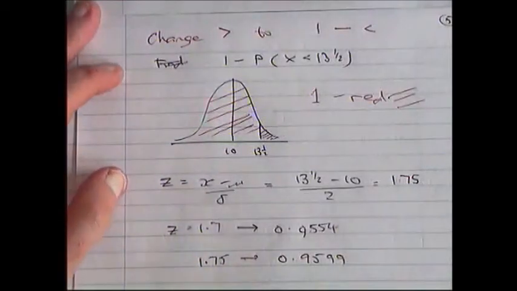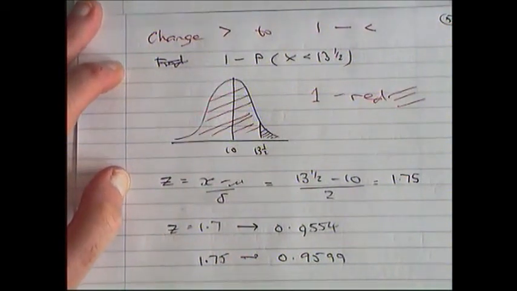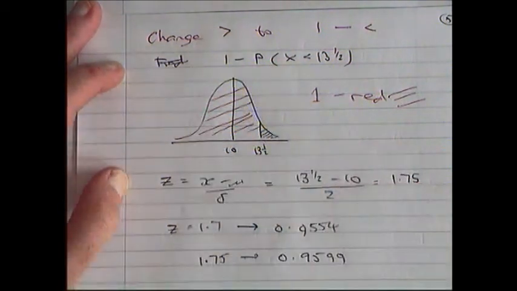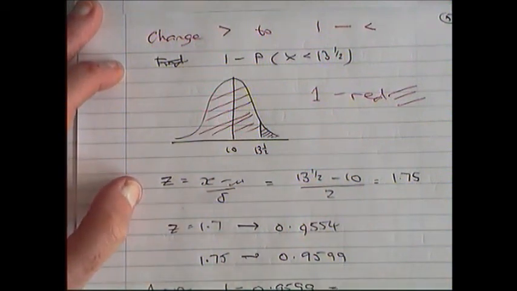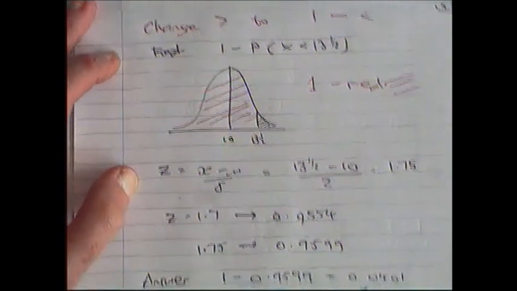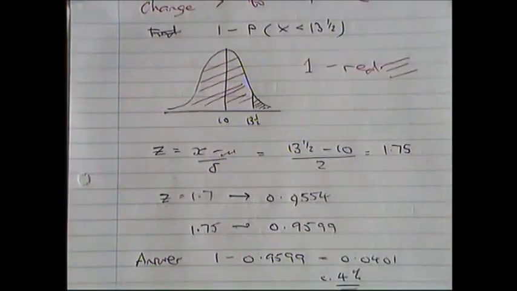Is that our answer? The probability that a girl can lift as much as Sinead or more than that? 1 minus. Yeah, I need to do the 1 minus. So set up here, I need to do a 1 minus. So my answer will be 1 minus 0.9599, which is 0.04, or as a percentage, we can say about 4%. There's a 4% chance of finding a girl as strong as Sinead.